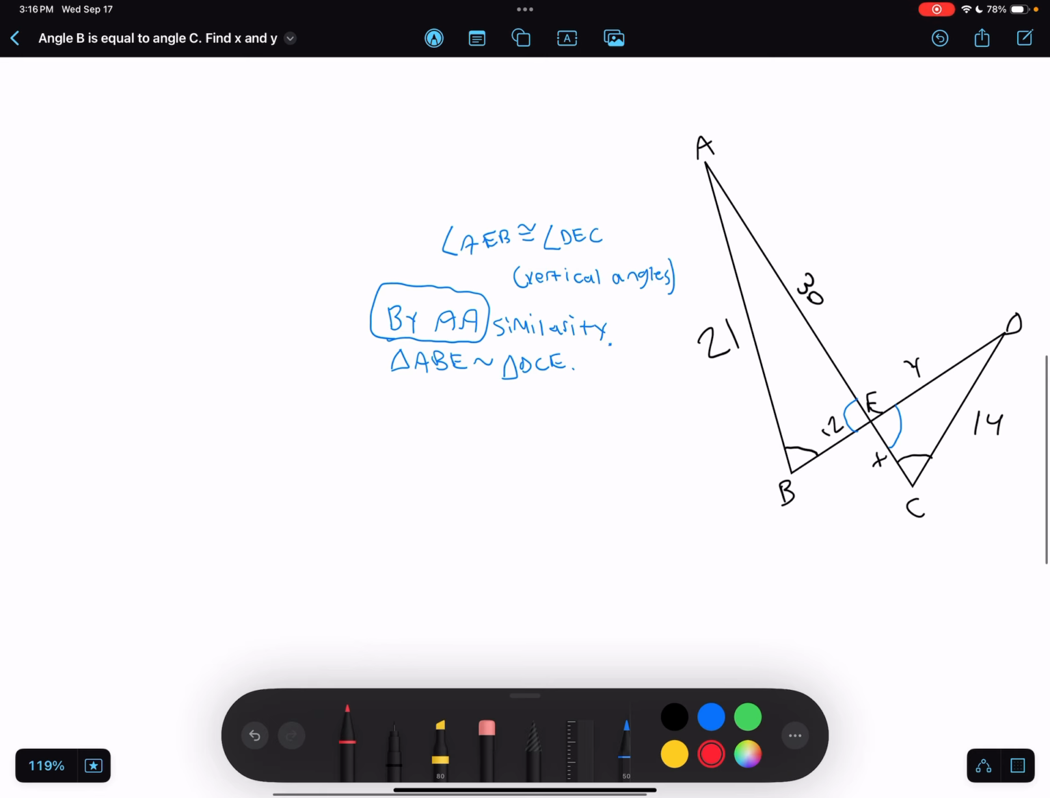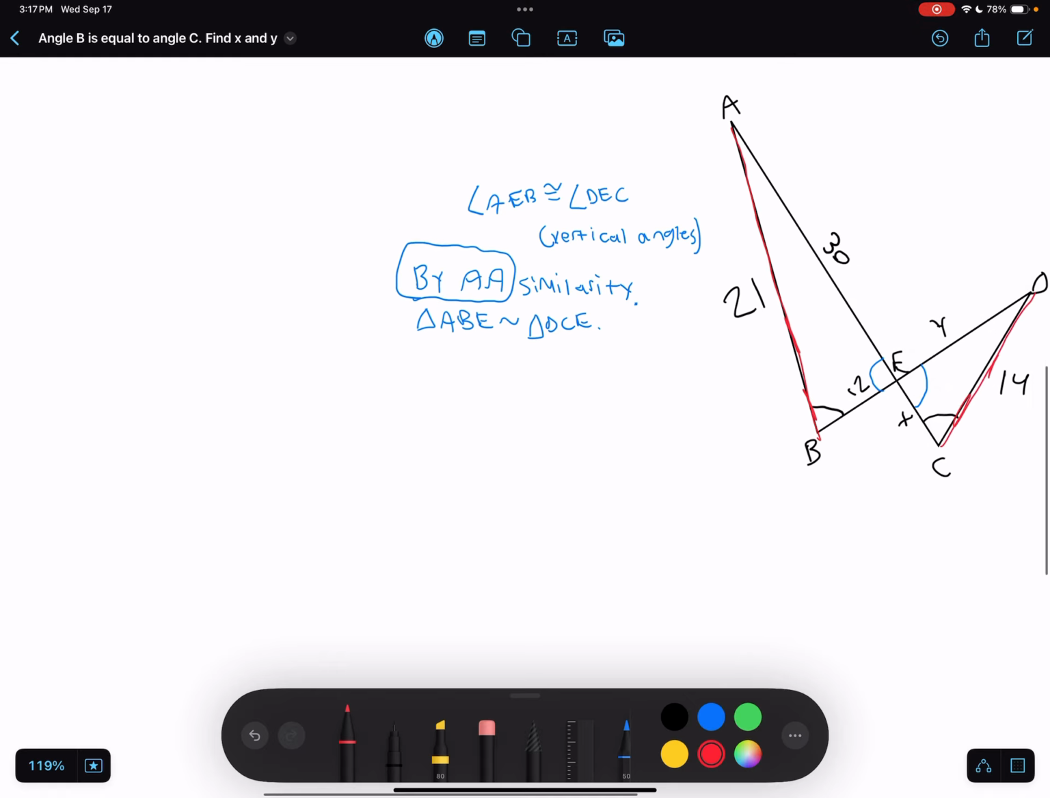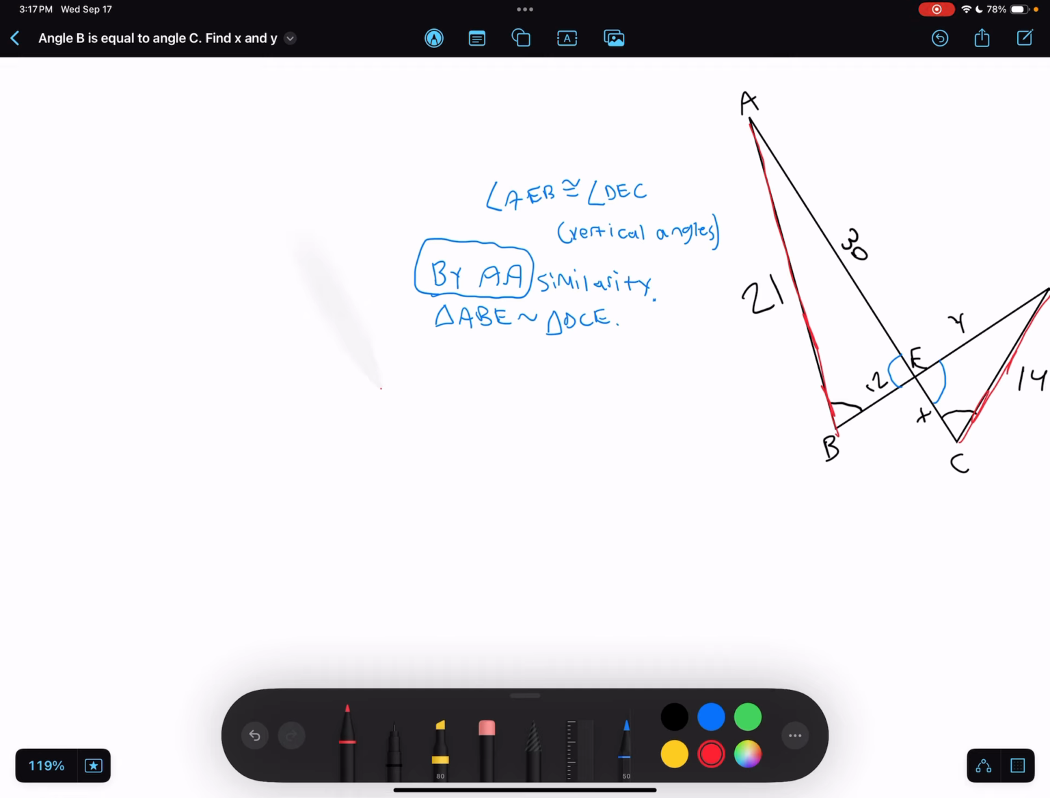So to set up the ratio, we have to look at which sides correspond to which sides on both triangles. So we see here we've got this long hypotenuse side AB. And here's DC, which looks like the same thing, the hypotenuse side, with the angle on it. In the smaller triangle, it's side DC. So we know AB corresponds to DC. So we write AB over DC.